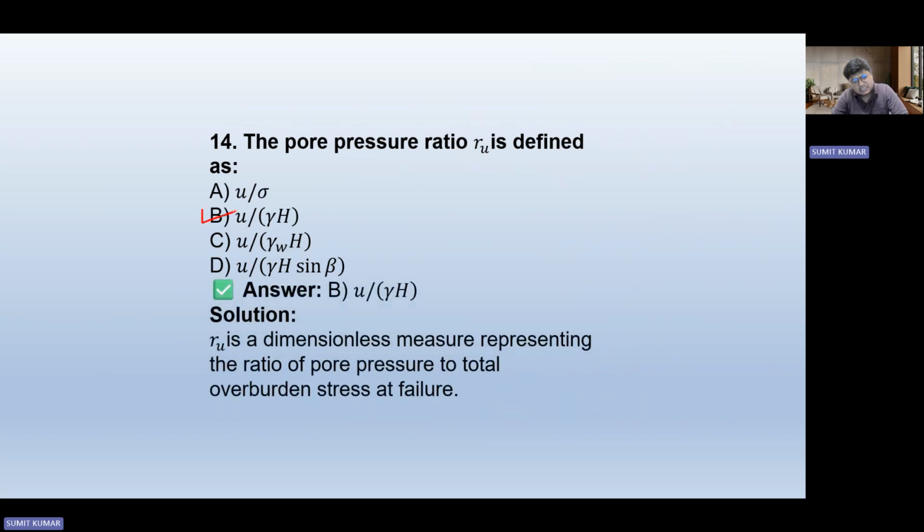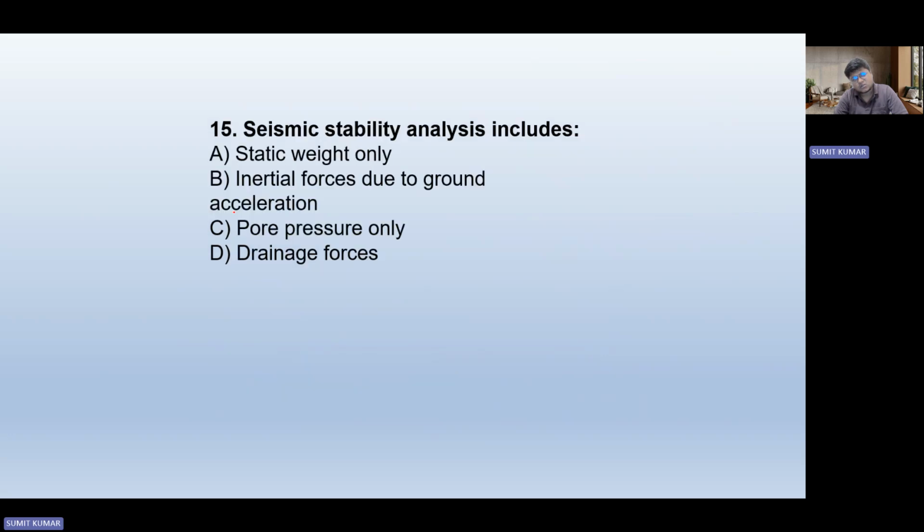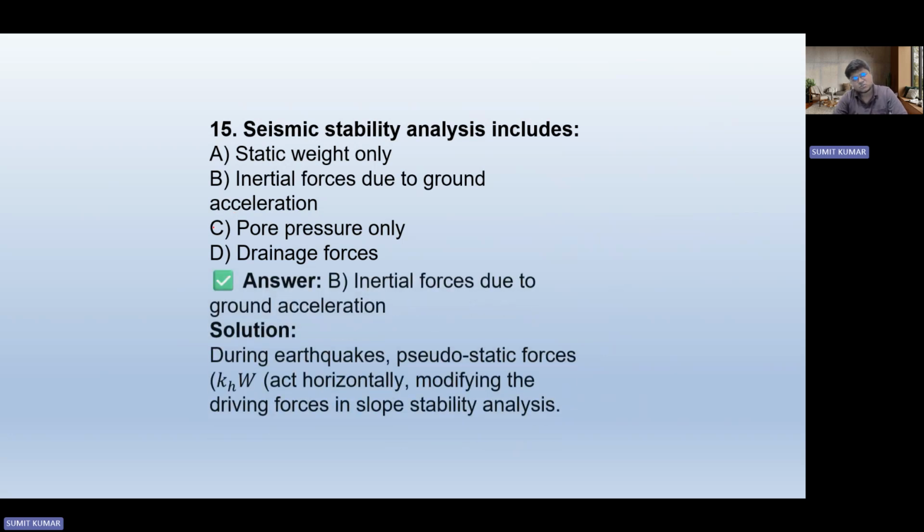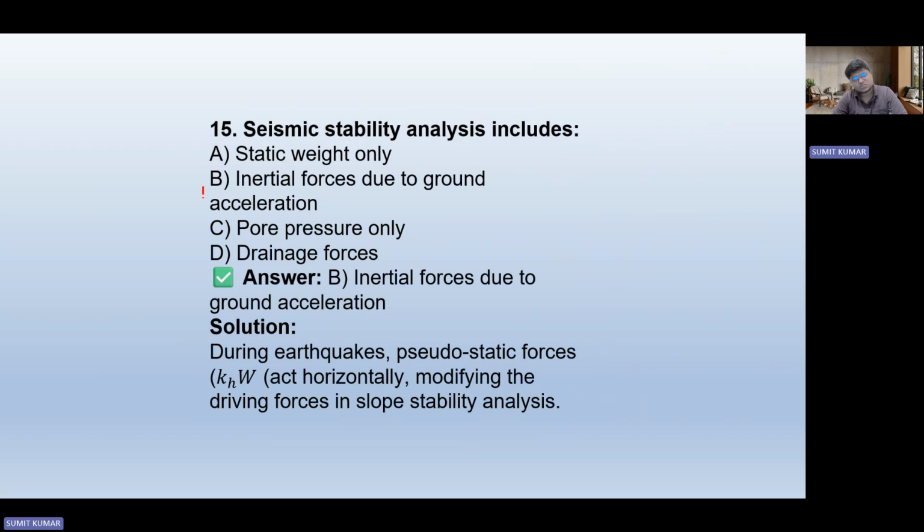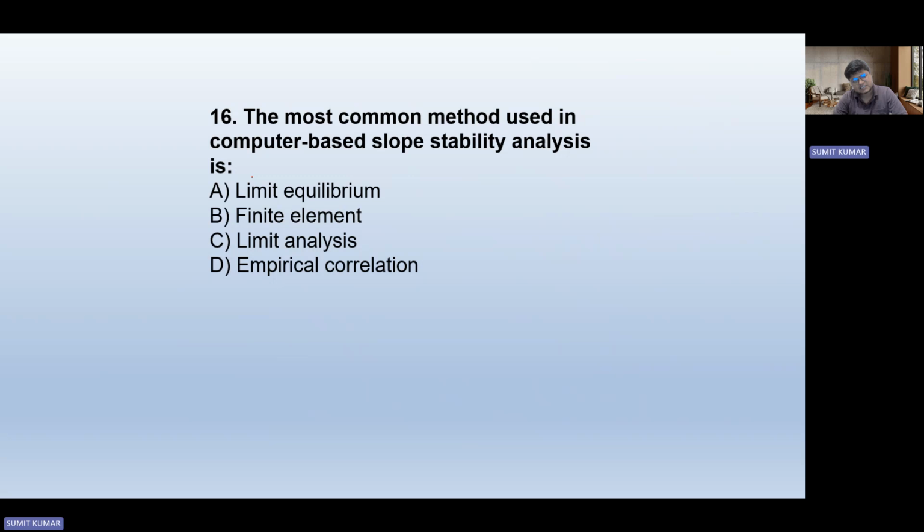This is because r_u is the dimensionless measure representing the ratio of pore pressure to the total overburden stress at failure. Now, the next thing is seismic stability analysis, which we haven't read, but I have mentioned the question over here just for basic understanding. It says: include the static weight only, internal force due to ground acceleration, pore pressure, or the drainage force. So the internal force due to ground acceleration is what seismic slope stability analysis includes.